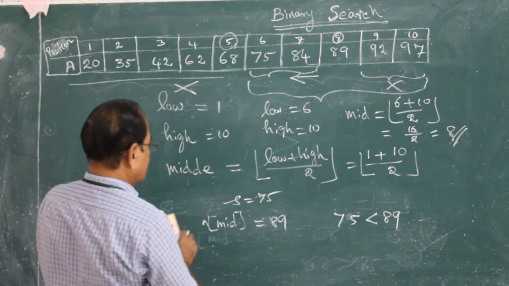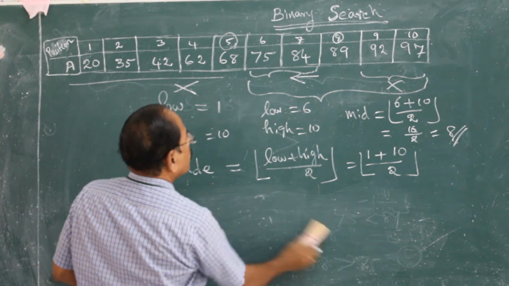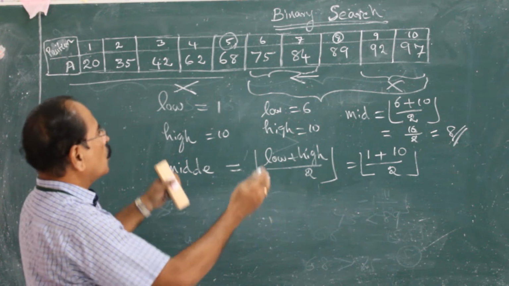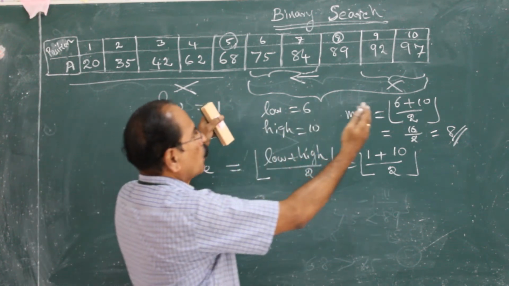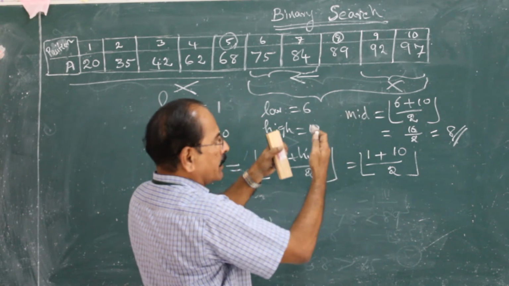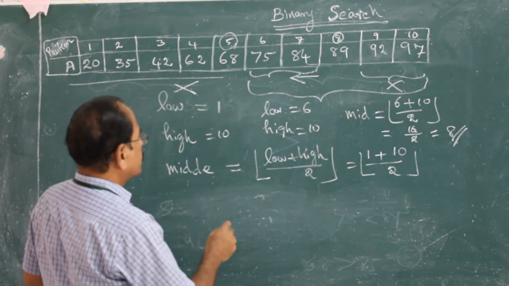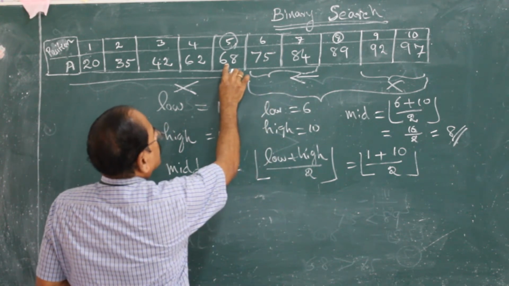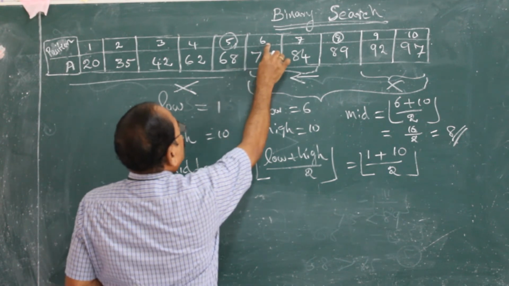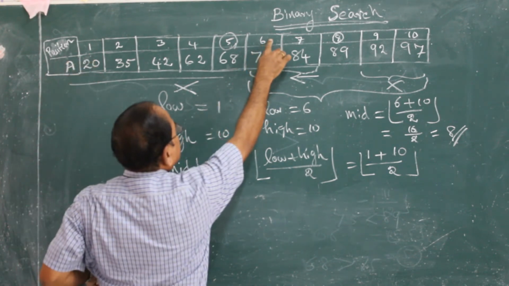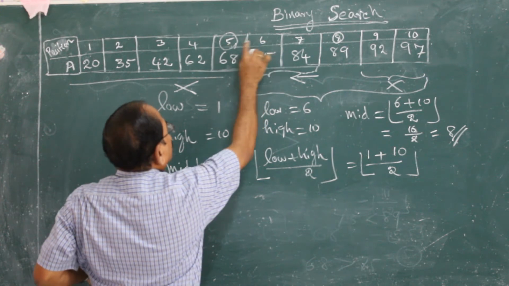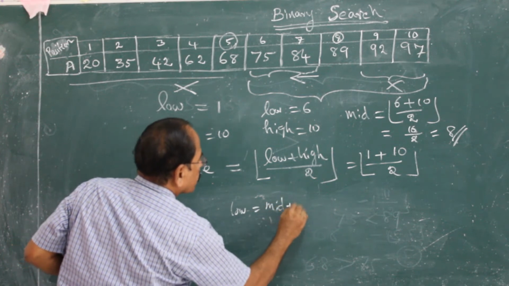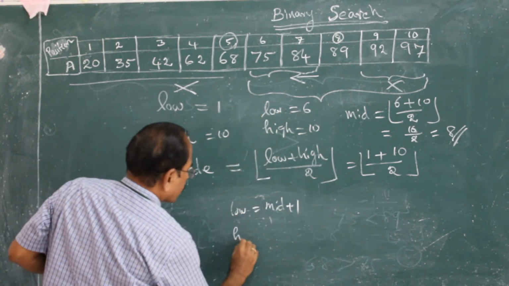How will that be decided? Every time the searching element will be either lesser than or greater than, so each time the array portion to be searched is reduced further and further. Here you can find one thing. Whenever the searching element is greater than the middle position, the lower position, so far 1, becomes 6. So 6 is related with 5: low equal to mid plus 1. High is still 10.